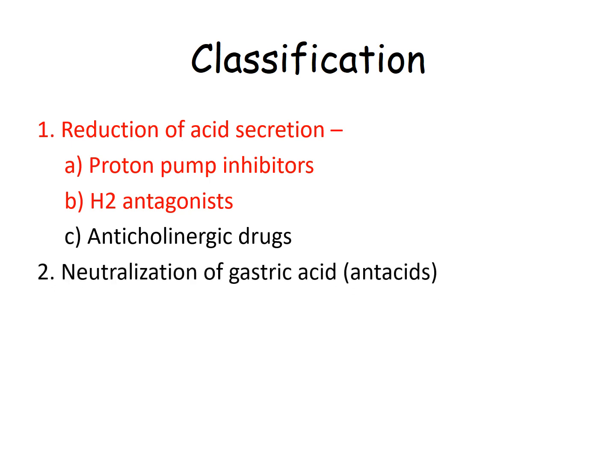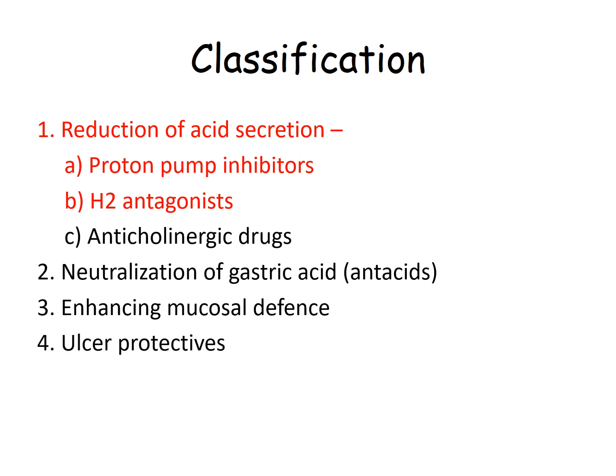The second group of drugs is neutralizing, the drugs which neutralize the already produced gastric acid, also known as antacids. Then the drugs which enhance the mucosal defense, the fourth group, which are ulcer protective, and the last group used as anti-H. pylori drugs. Okay, so this was the classification. We have already seen the first part, the drugs reducing acid secretion, mainly the proton pump inhibitors and H2 antagonists. So the rest of the drugs we'll be seeing today.